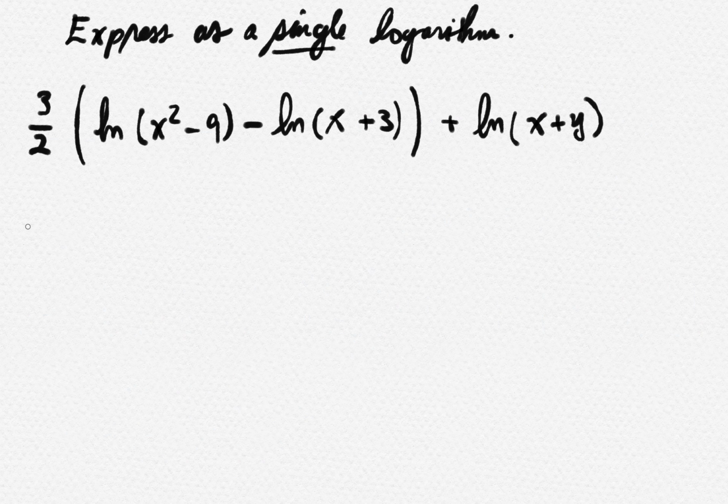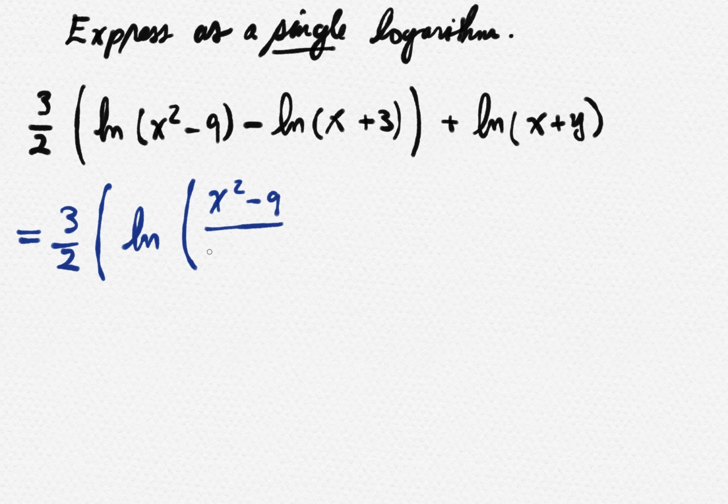Okay, here's another example that's just a little bit more challenging. So the first thing we're going to want to do is get rid of this difference right here by using the quotient property. So let's go ahead and do that. That's going to be logarithm of x squared minus 9 over x plus 3. And then we still have log of x plus y from here.